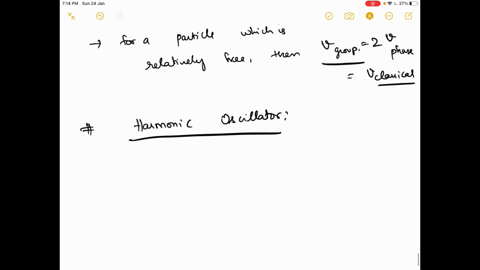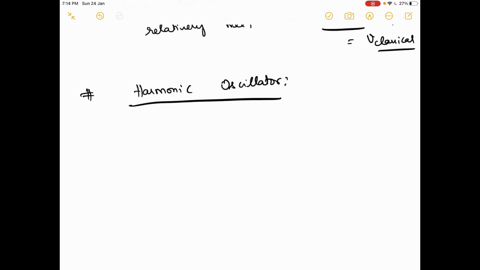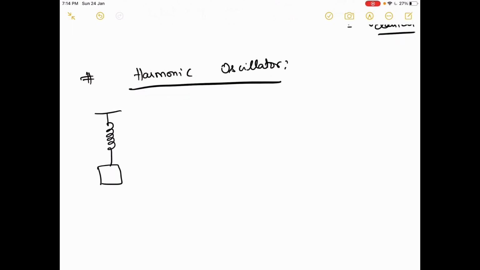A harmonic oscillator has its origin in classical physics. You must have seen a simple spring mass damping system, right? So let's say you have a mass m, it has a gravitational force, and if it moves by a distance x, the spring gives a restoring force proportional to x, which is minus kx. k is called the spring constant. This is called Hooke's law.